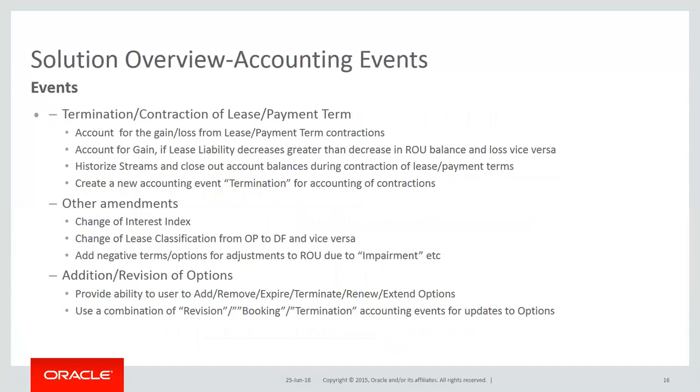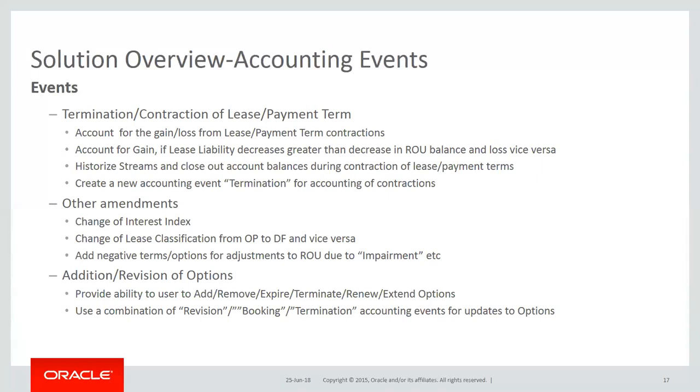Similarly, there can be termination or contraction of a payment term. When that is the case, your ROU and liability may need to be written down. We calculate that, and sometimes there can also be a gain or loss. So if you lose more liability in terms of carrying value than your ROU, then that gives a gain situation. At the same time, if you lose more ROU than your liability, then that is a loss for you.